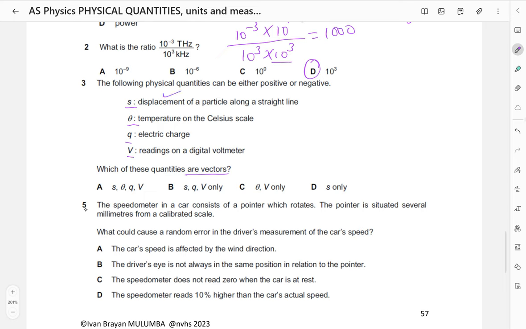So displacement is a vector, and I think the rest are scalars. So the answer here is going to be D. Temperature is a scalar. Electric charge is a scalar. Reading on a voltmeter is a scalar. So the answer there is simply displacement.